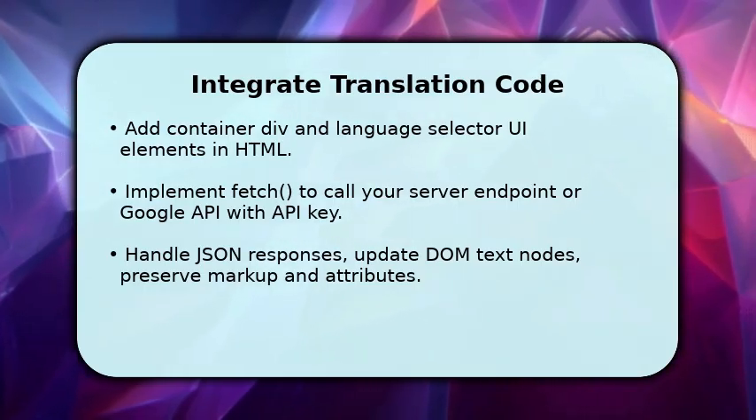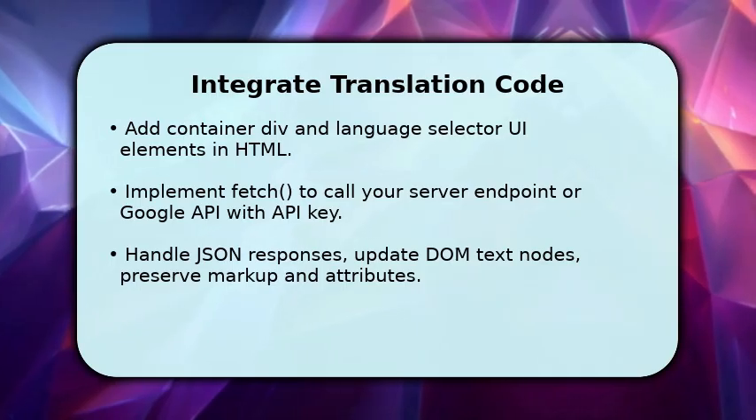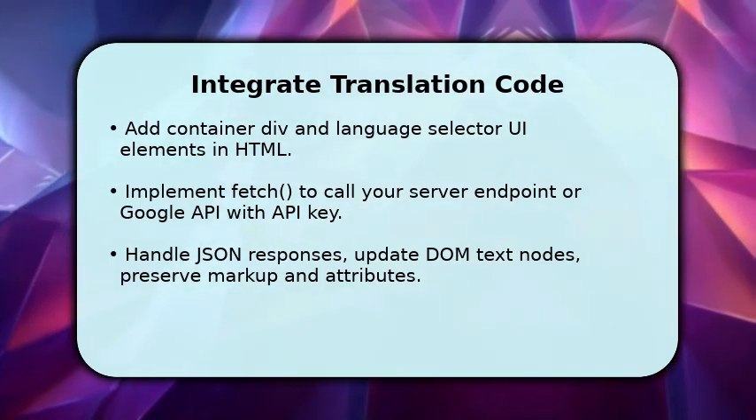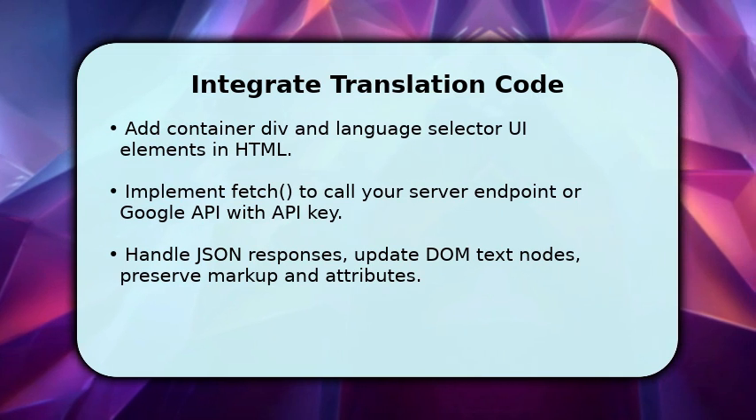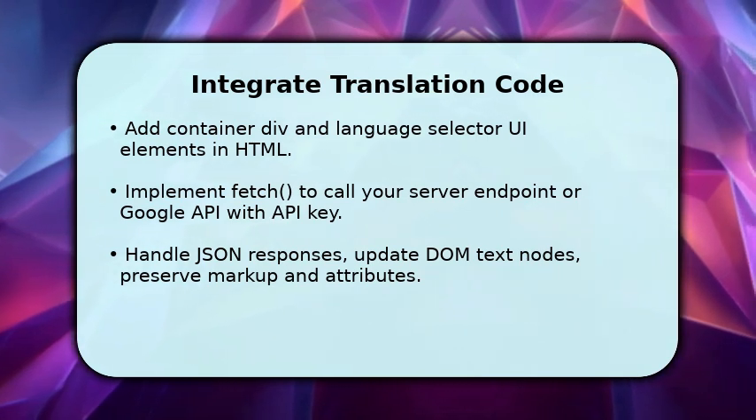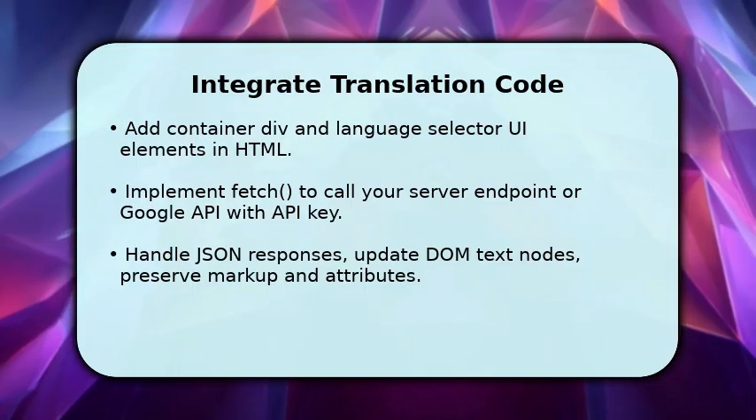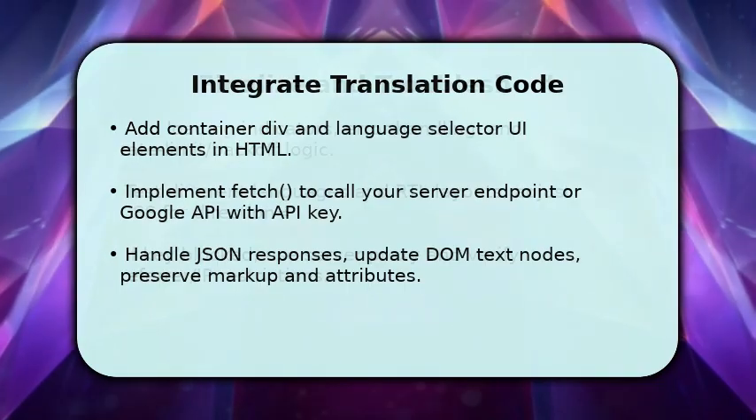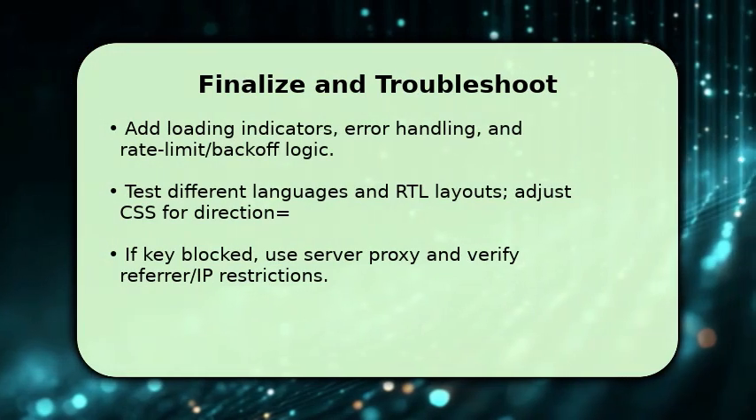Once you get the JSON response, iterate text nodes and replace content while preserving HTML structure. Also cache translations locally to reduce repeated API calls and latency. Finish by polishing UX, add loading states, graceful fallbacks, and store user language preferences in cookies or local storage.